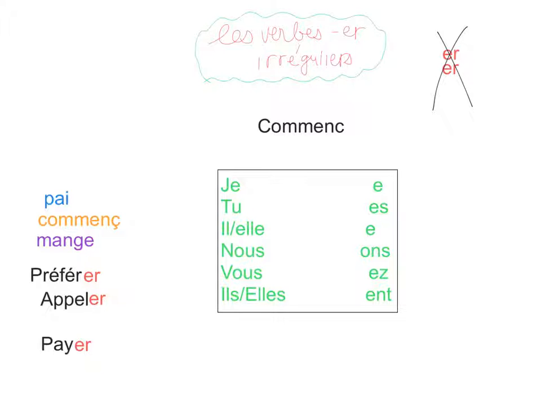This time I am going to use commencer and do exactly the same thing, the same steps. Je commence, tu commences, il, elle commence, nous commençons, vous commencez, and il ou elle commence. So again, what happened here? There was a problem with the nous. We had the sound k, right? We have the sound k and not the sound s.